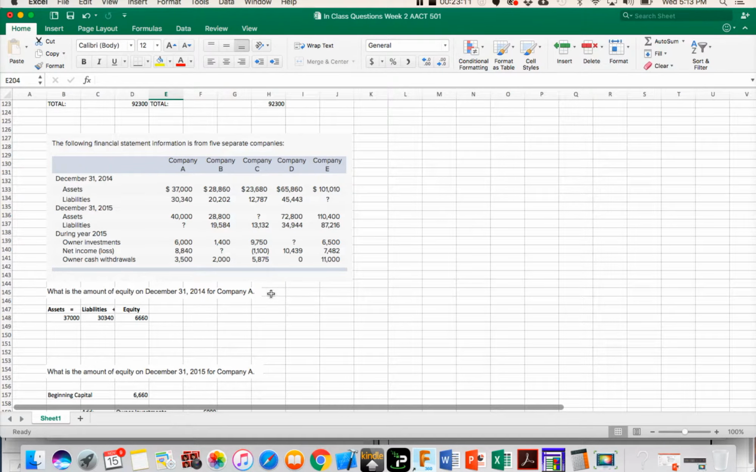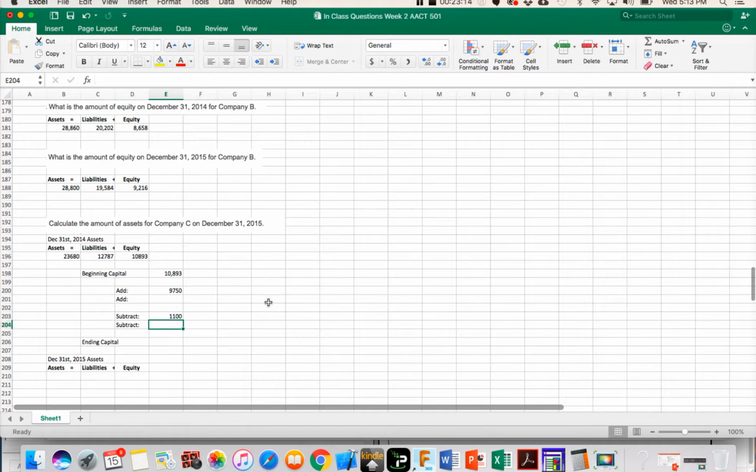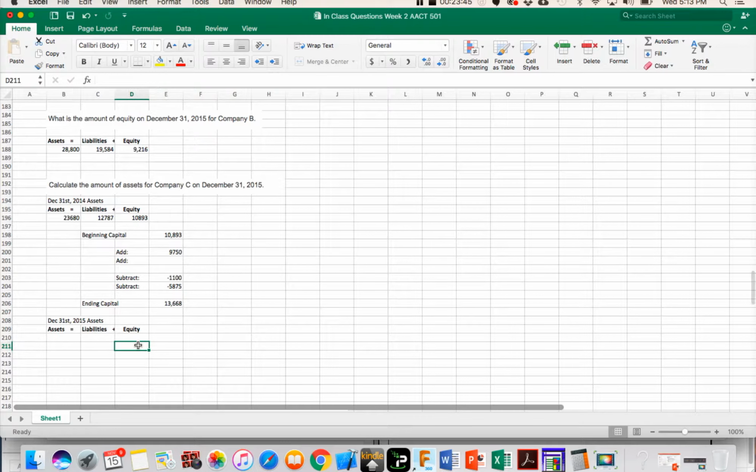And then owner withdrew $5,875, so that will also be a subtraction. We'll go ahead and let Excel do the math for us, so we'll do these as negative numbers. So that leaves our ending capital of this number plus this number minus these two numbers. Okay, that's $13,668 for ending capital, which goes right here.